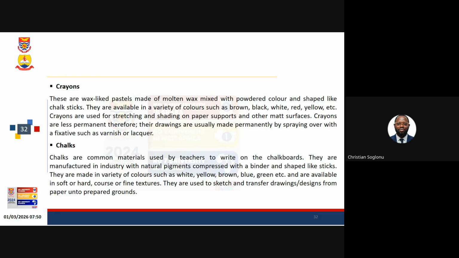And you can even compare: if you wet a chalk, if you put the chalk in water, it becomes soft. Then when you draw with the chalk, you realize the outcome becomes darker. But if the chalk is dry and you write with it, it becomes lighter as compared to the one that was wet or soft in nature.